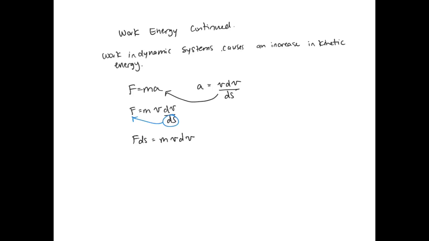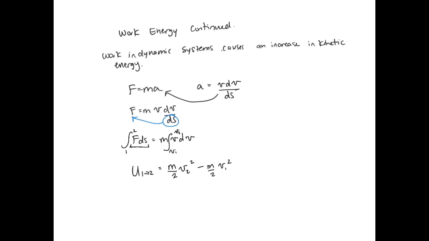Now I can integrate both sides. I'll integrate from position 1 to position 2, and then I'll integrate from velocity 1 to velocity 2, or speed 1 to speed 2. Note that we don't have to integrate the mass, because in this course mass is never changing. So what we're left with here, this should look familiar from the previous video. The integral of F ds is the work. So here we have the work from position 1 to position 2 is equal to m over 2 v2 squared minus m over 2 v1 squared.